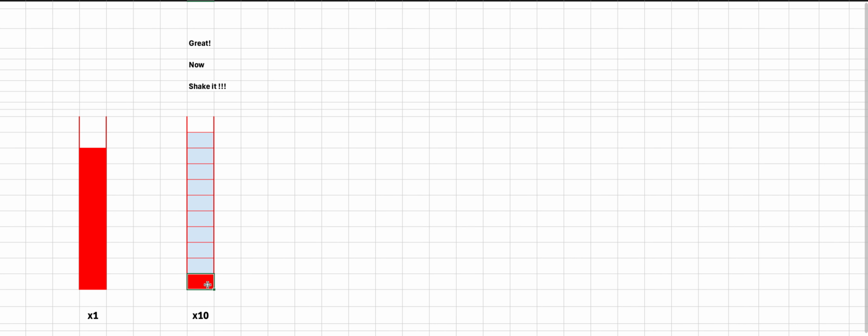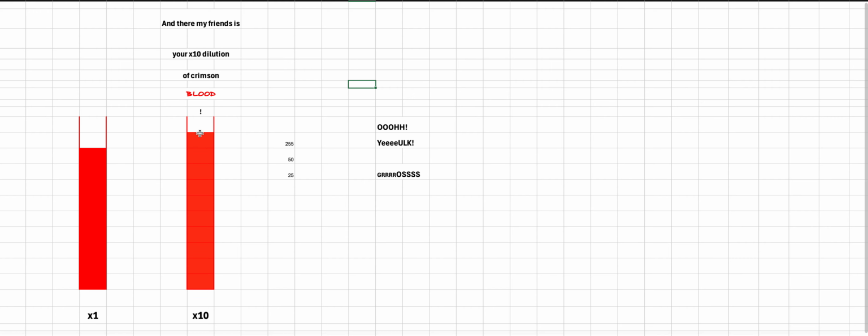And look at that, we put in 9 units. So altogether we have 10 units. 9 of the blue water, and we're mixing it in with 1 more unit. And we're going to shake it all up. And now we've got that 1 unit of blood in 10.